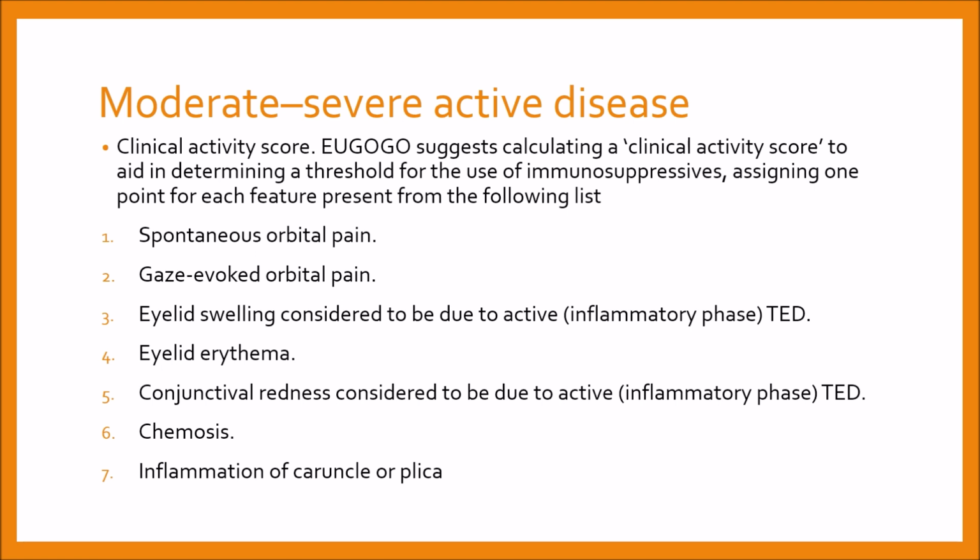So during subsequent review, a point is allocated for an increase in proptosis of 2 millimeters or more, a decrease in ocular excursion in any one direction of 8 degrees or more, or a decrease in Snellen acuity of 1 line.